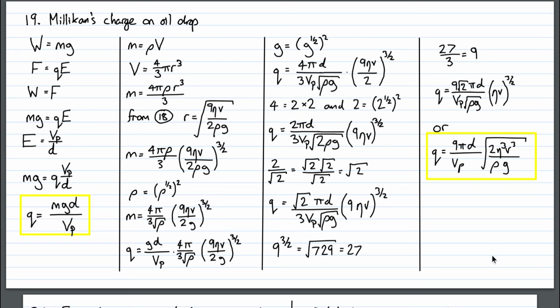Now, this is a better equation, I think, because the charge can be determined from d, the distance between plates, eta, the viscosity of the air, not the oil, the air, v, the terminal velocity, which we can measure through the microscope's view, Vp, the potential difference across the plates, rho, the density of the oil, which you can measure in the lab, and g, the gravitational field strength, and everything else is just numbers. I think that's quite a nice equation.